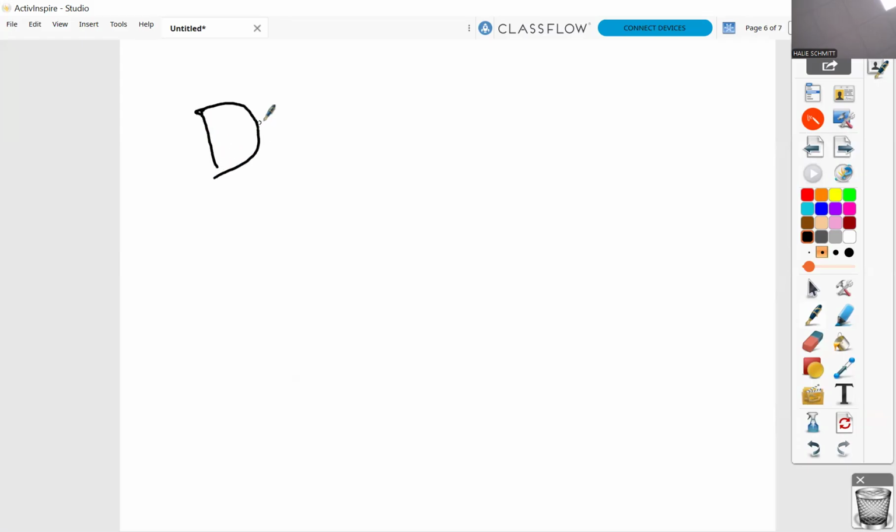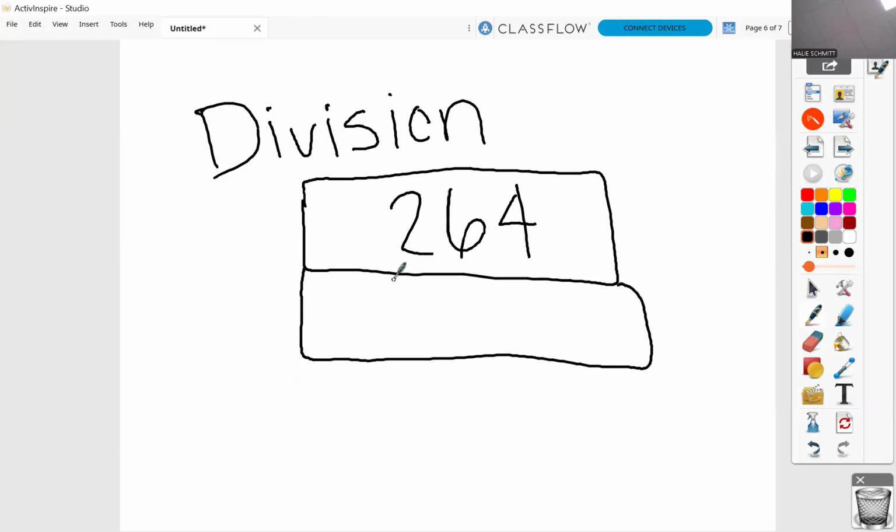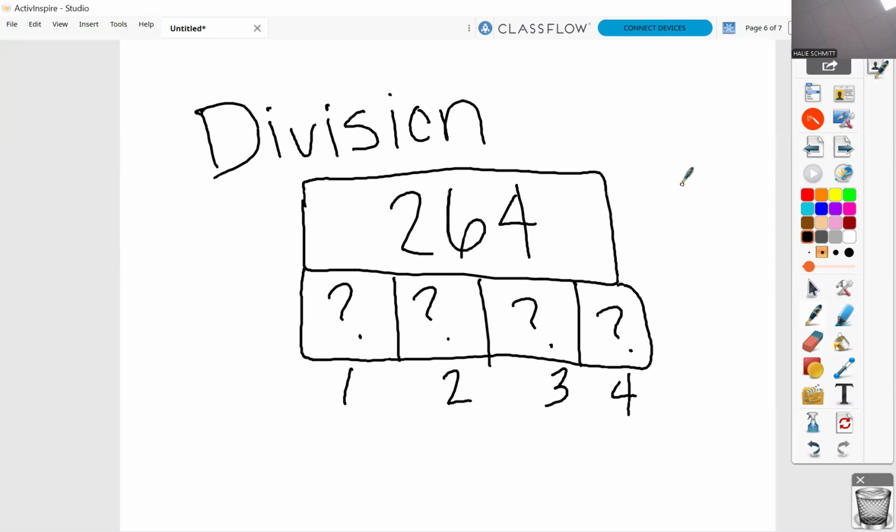For division, that means we have a total. And then we have a part. So if we have a total and a part and we're looking for a part, that means that we are going to divide using our big 7 method. So that's 264 divided by 4.